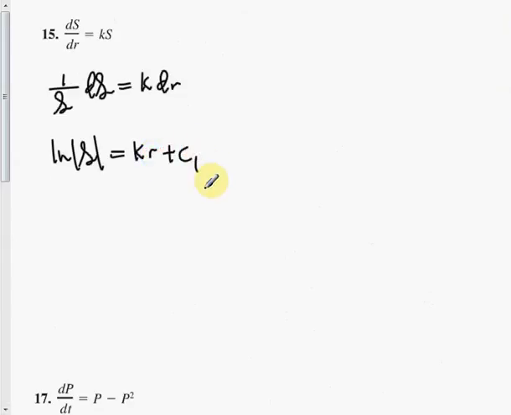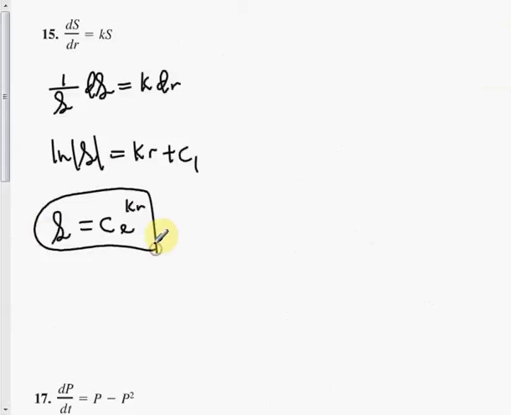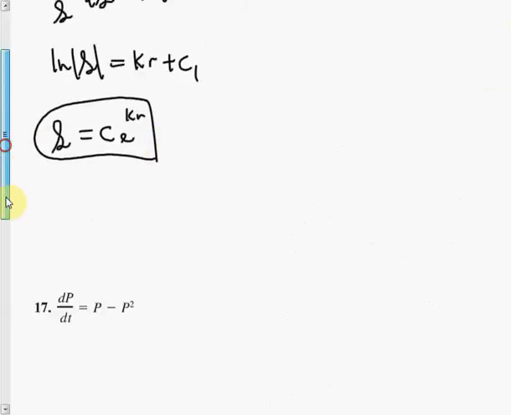That looks like basically in section 1.3 we talked about those population growth and decay problems. It's the same setup, right? Exponentiate both sides. We get s is equal to some constant times e to the kr. So nothing fancy there.